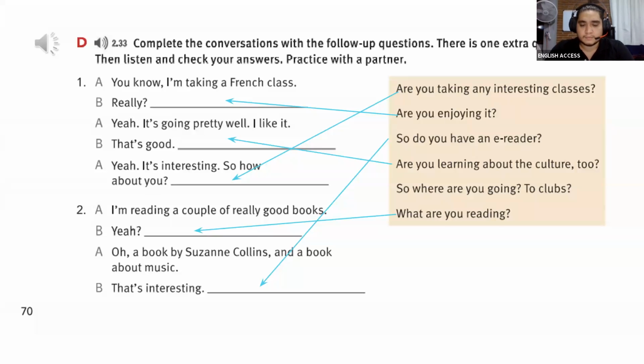1. You know, I'm taking a French class. Really? Are you enjoying it? Yeah, it's going pretty well. I like it. That's good. Are you learning about the culture too? Yeah, it's interesting. So how about you? Are you taking any interesting classes? 2. I'm reading a couple of really good books. Yeah? What are you reading? Oh, a book by Suzanne Collins and a book about music. That's interesting. So, do you have an e-reader?